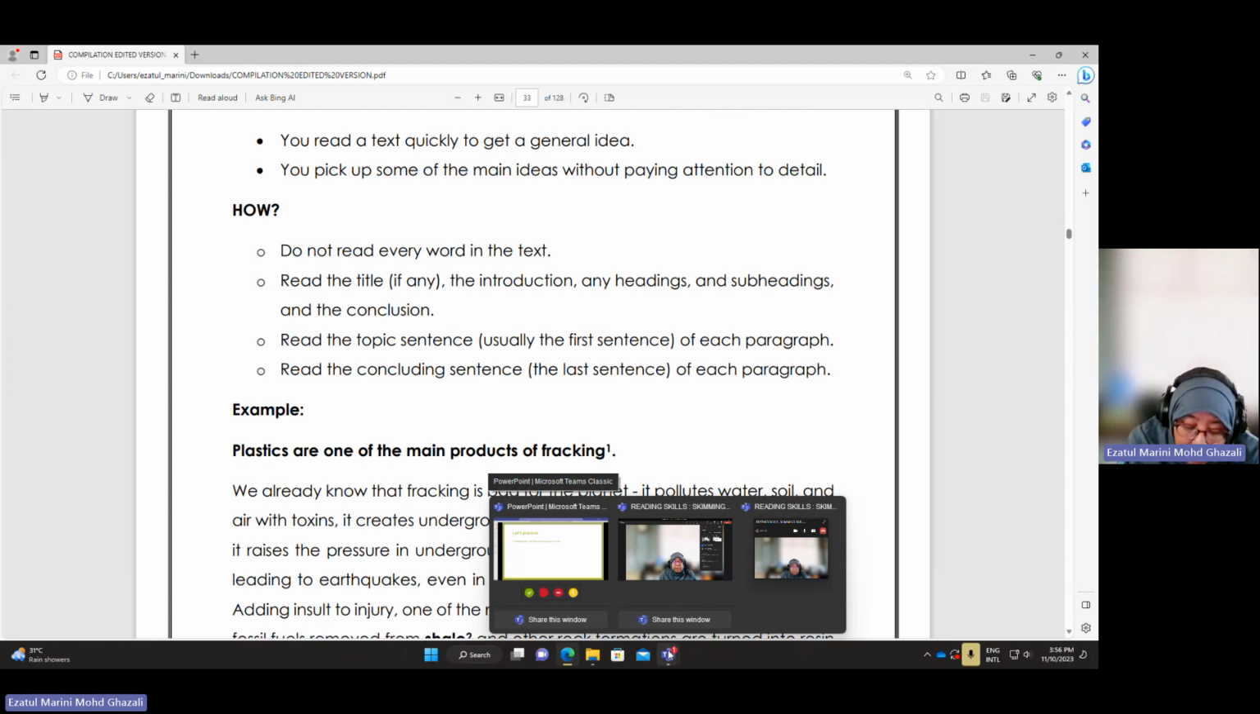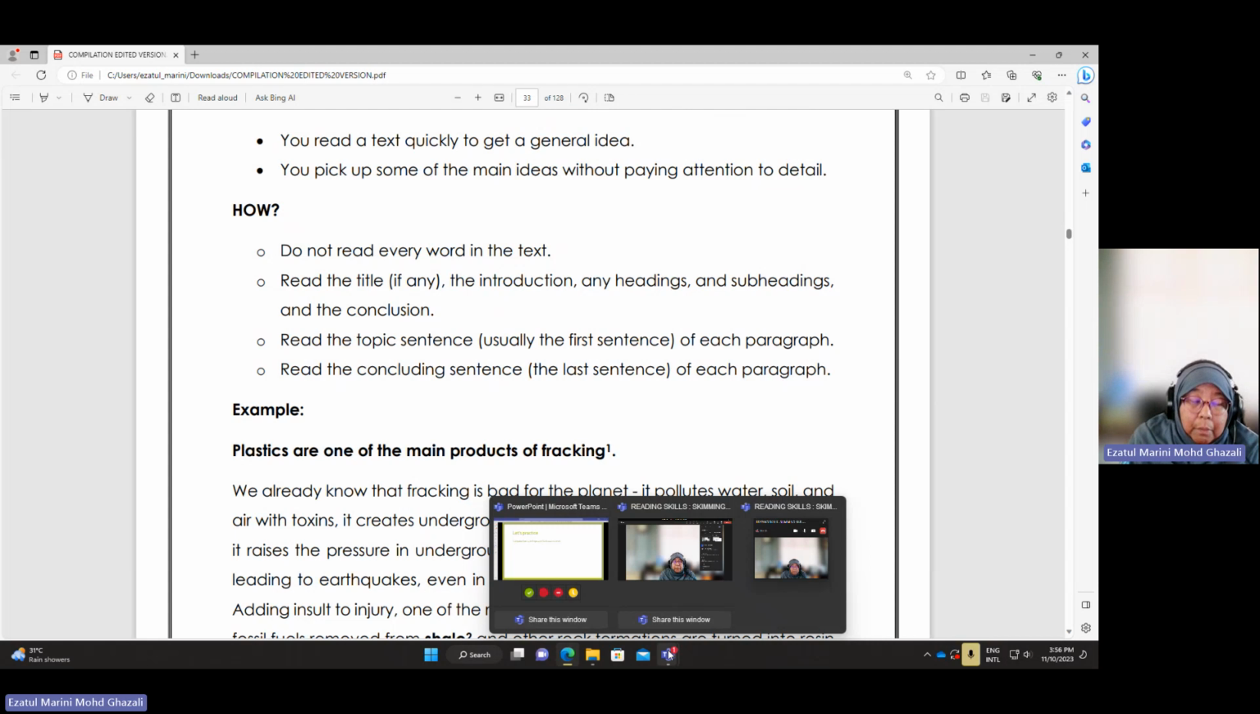Skimming means, when people ask you what is skimming, skimming is quick reading, rapid reading. Why do we skim? We want to get the main idea. We want to get the general idea. Do we have to read everything when we do skimming? No, we don't have to read everything, but there are certain parts that need full attention too.